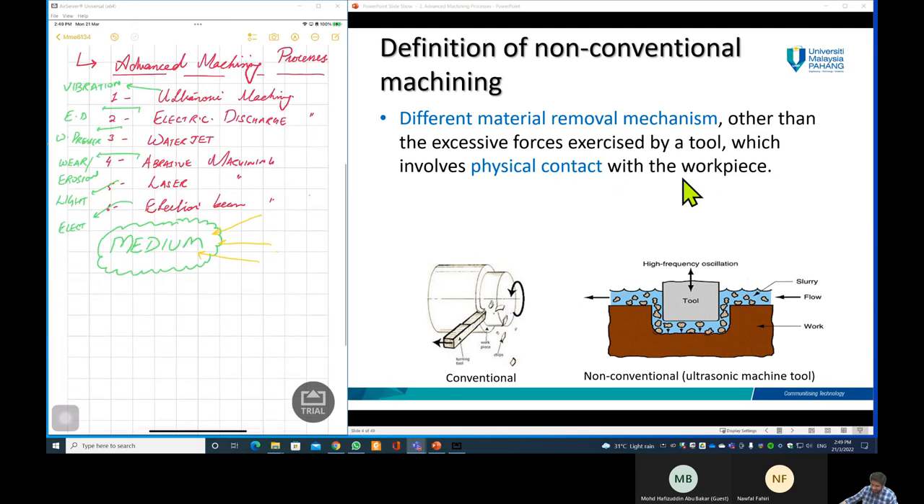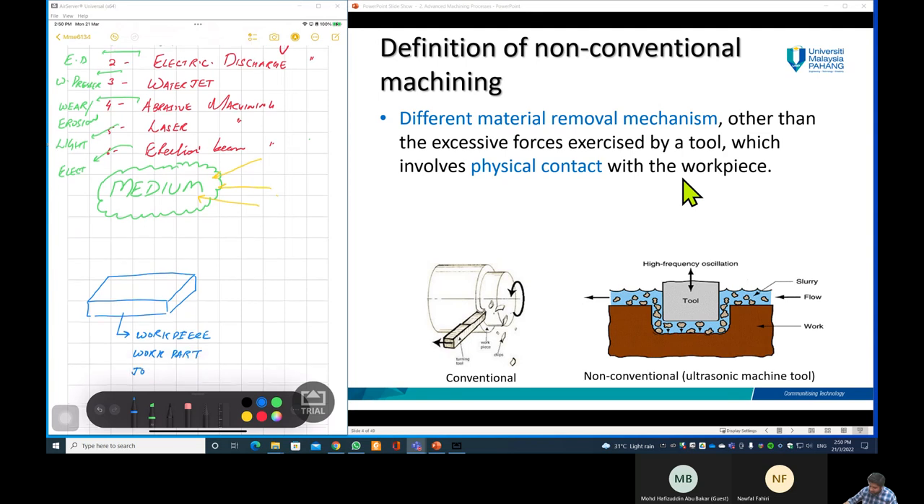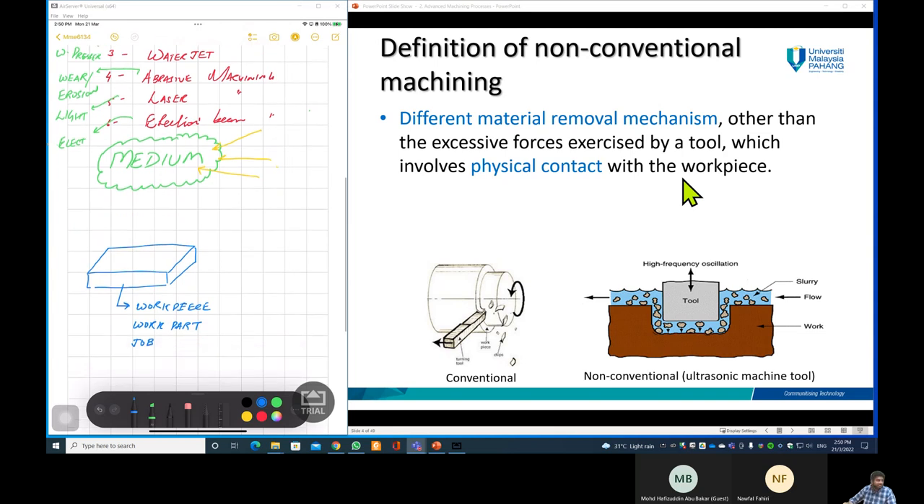So when we talk about conventional machining, for example, I have got a workpiece. We call this a workpiece. We also call this work part. We also call this job. So it has different names. Anything onto which we are going to carry out some operation is called a workpiece.